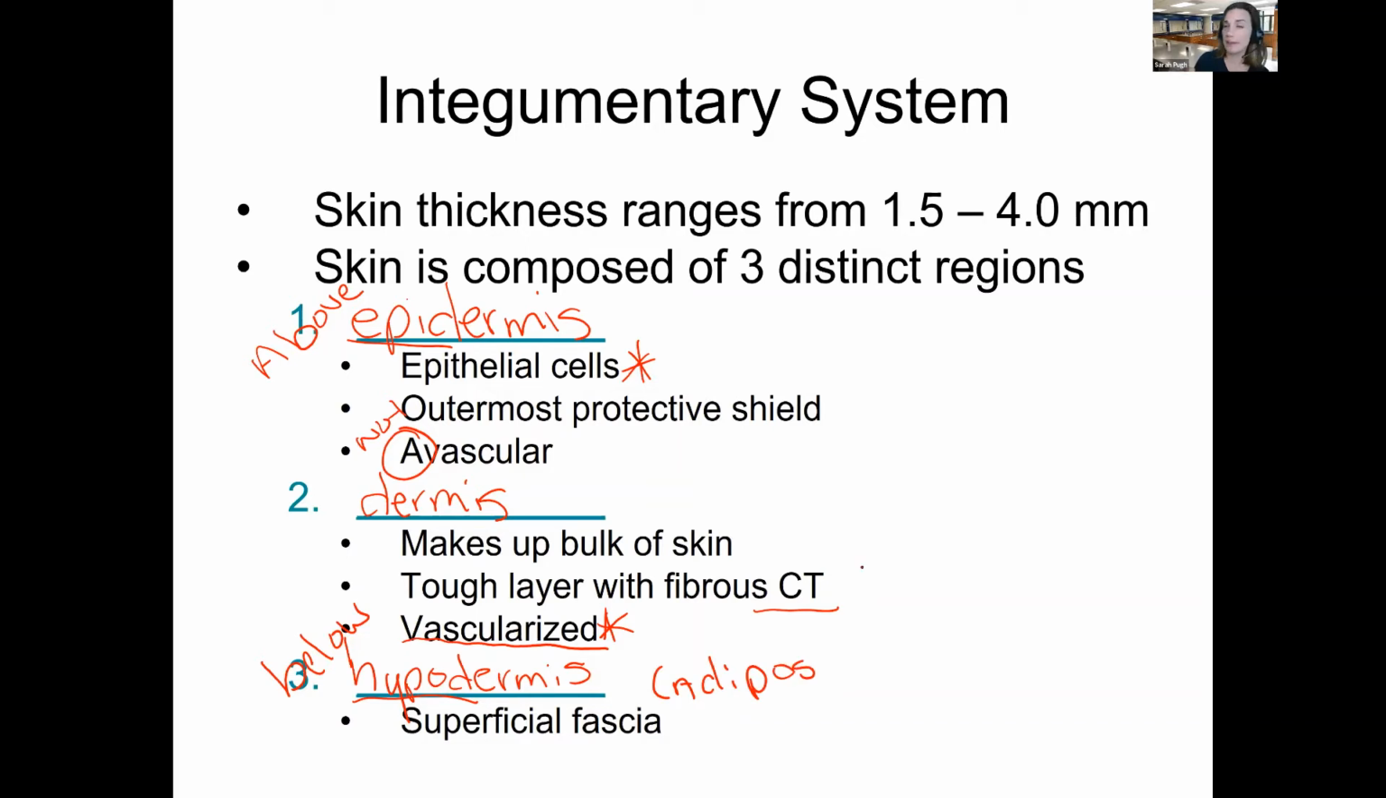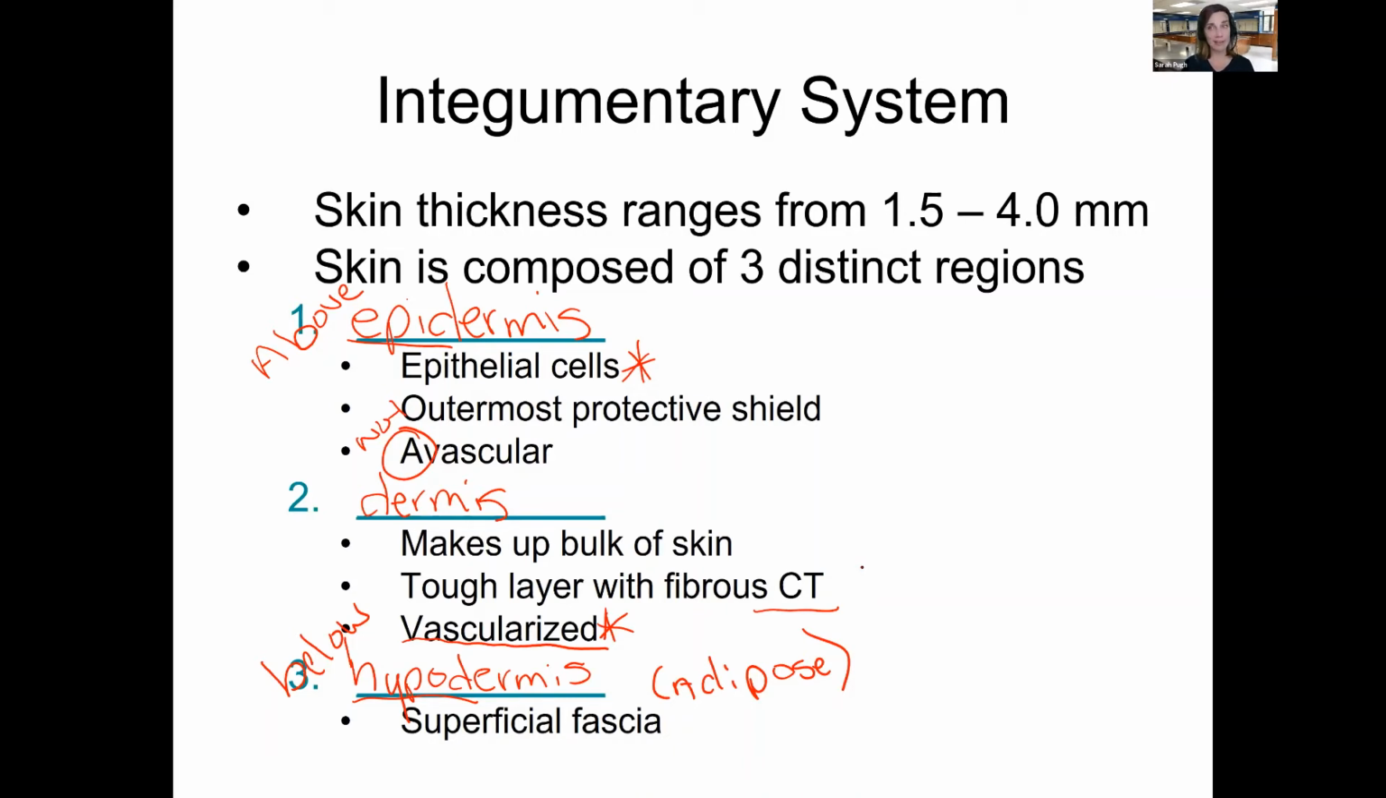So it is made of fat. It serves a lot of the same functions that fat does. So it insulates, it cushions, it protects. Now, a lot of times we'll call the hypodermis, we have different names for it. One term is called the superficial fascia.